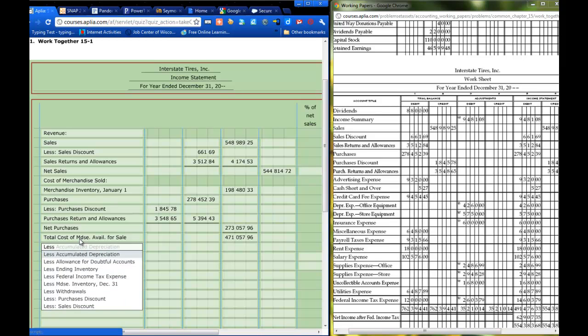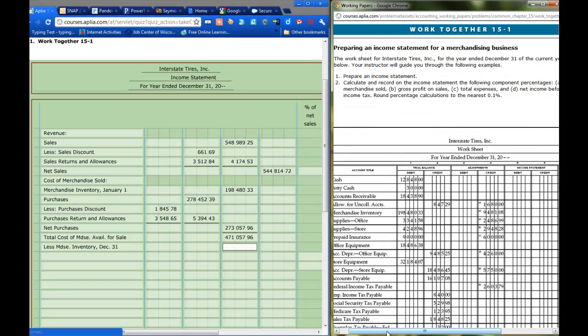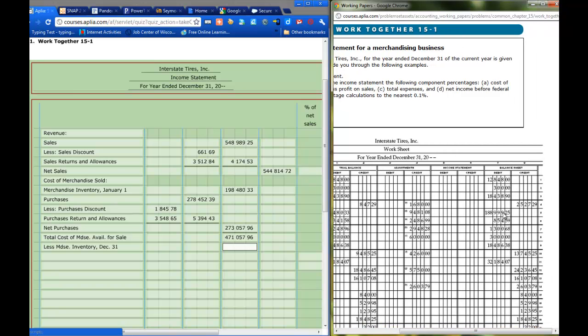The next line is going to be less my merchandise inventory on December 31st. That I'm not going to get up on top on my worksheet, but I have to go all the way over here and I have to get it from my balance sheet. This number here on my balance sheet is different than my trial balance on my worksheet. So my December 31st balance of merchandise inventory, again, comes from my balance sheet. So I'm going to take that number, and it's going to go right here below total cost of merchandise available for sale in the third column. That's going to be $188,999.25.